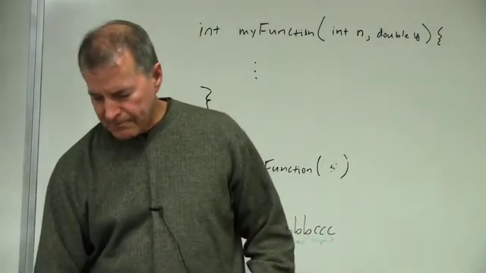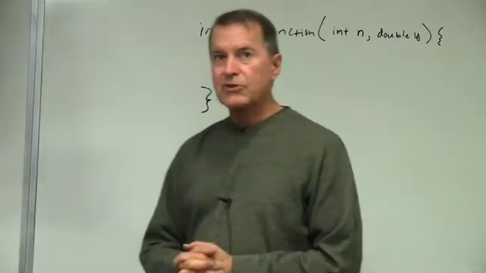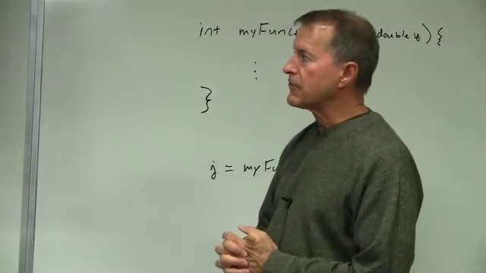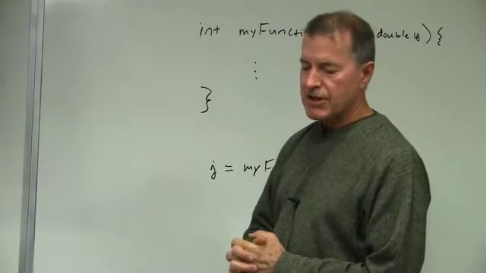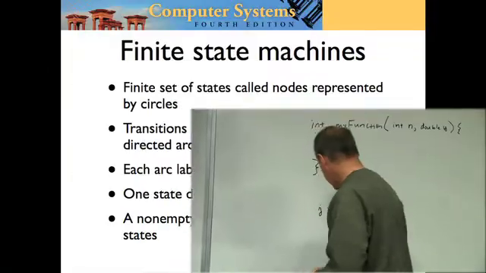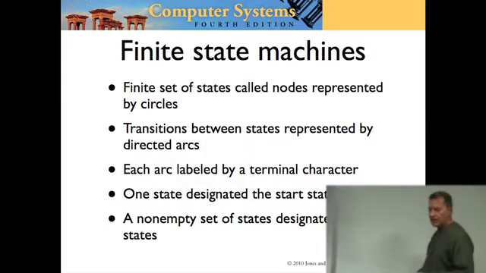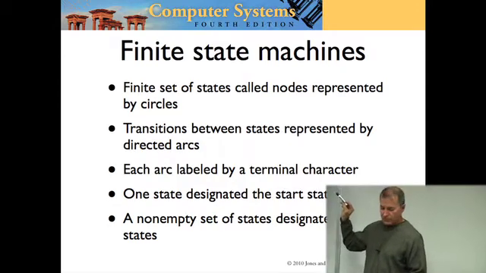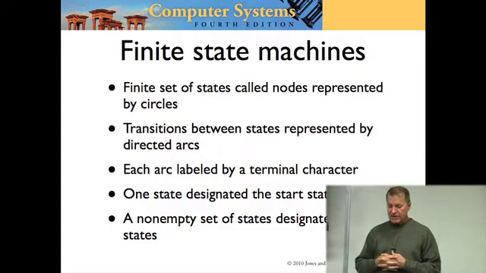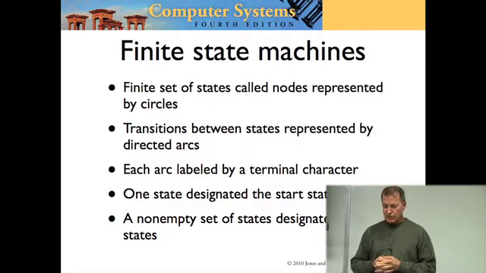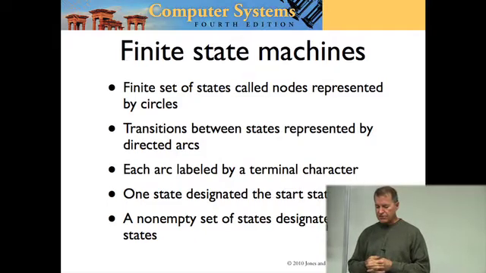Okay, so now we're going to learn this other way of specifying a language, and it's with finite state machines. It sounds like you guys have already done finite state machines before, so maybe some of this is review to most of you. But for completeness, let's work through the definition. First of all, a finite state machine consists of a finite set of states called nodes. Those are represented by circles. And then there are transitions between the states represented by directed arcs.